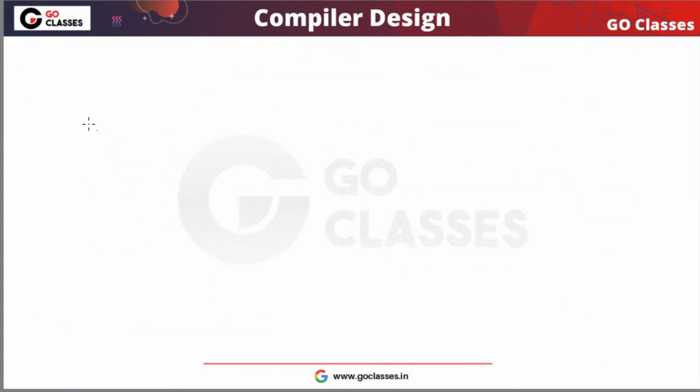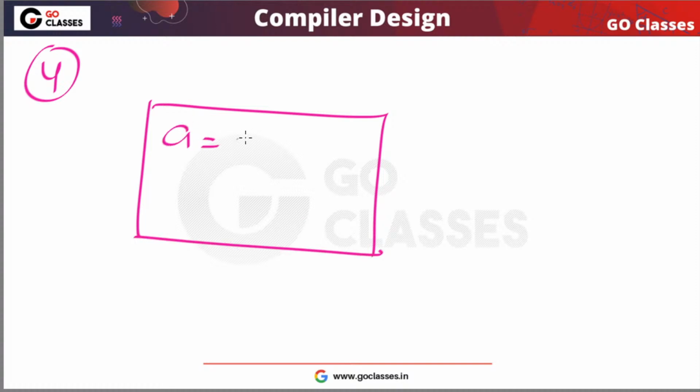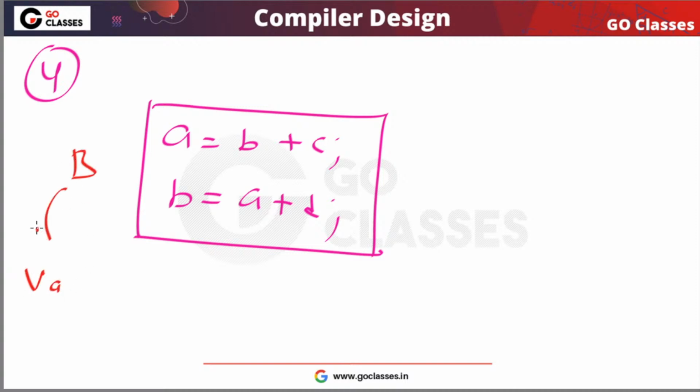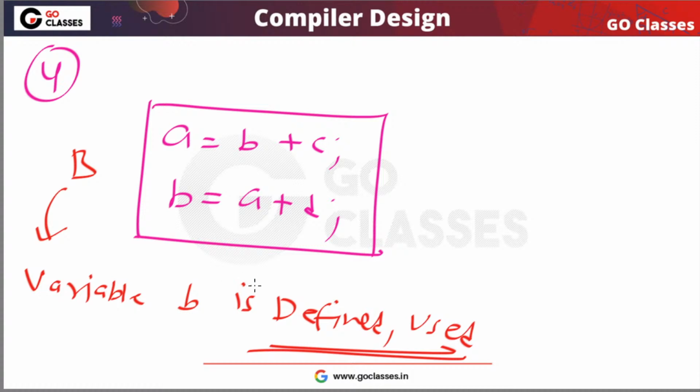In this scenario, what will happen? The fourth scenario, you consider this scenario. A equal to B plus C and B equal to A plus D. In this scenario, focus on B. You can notice variable B in this basic block. You can notice that variable B is defined and used. So you are using also, you are defining also.